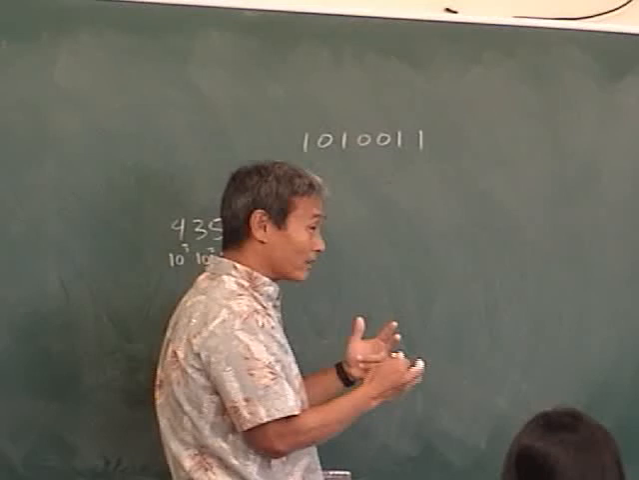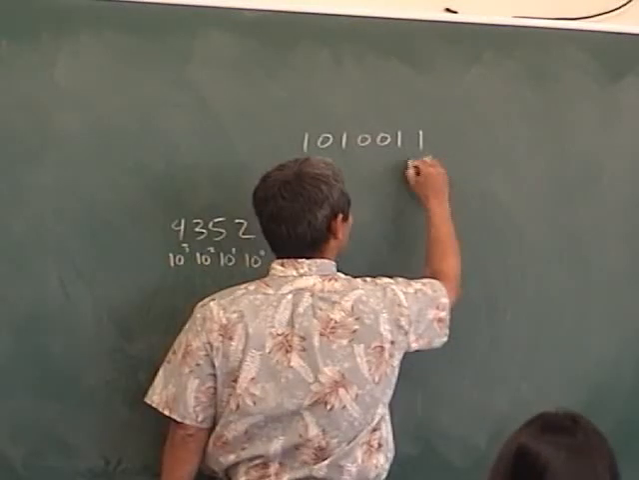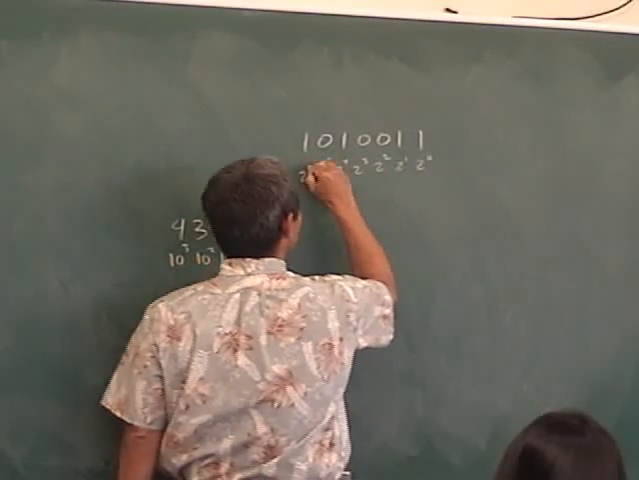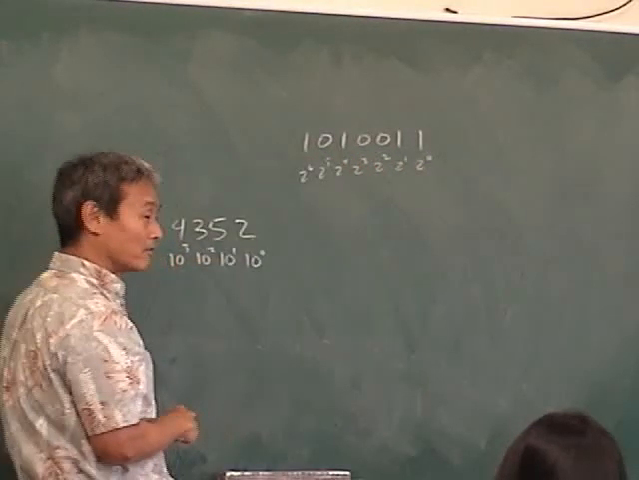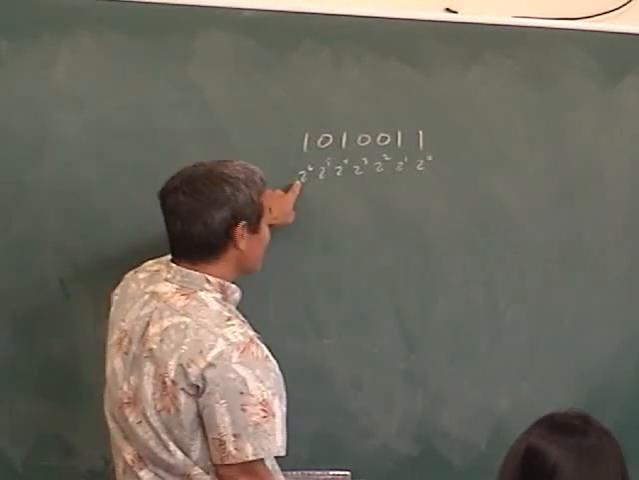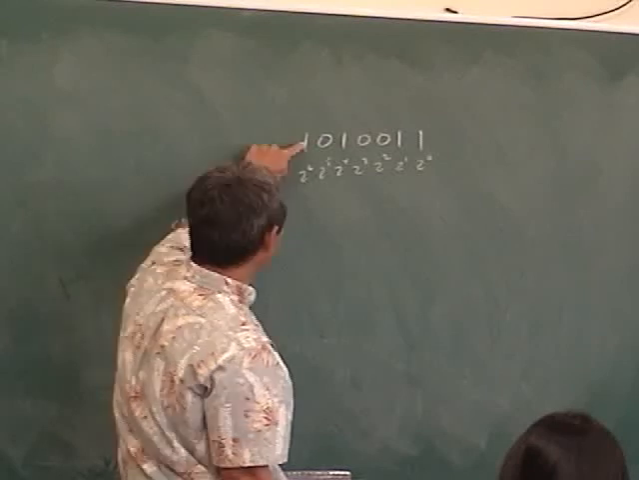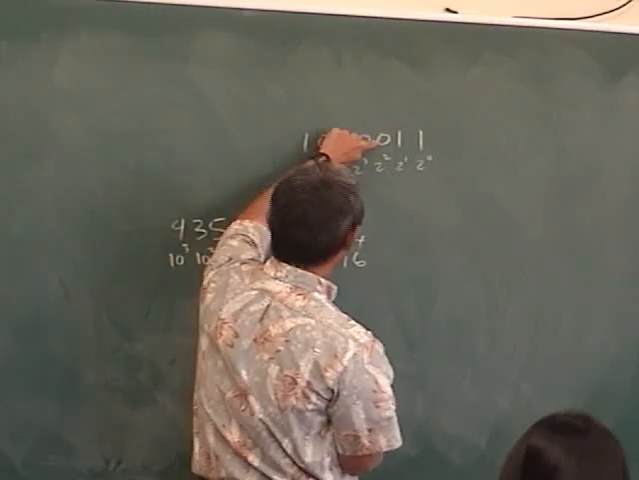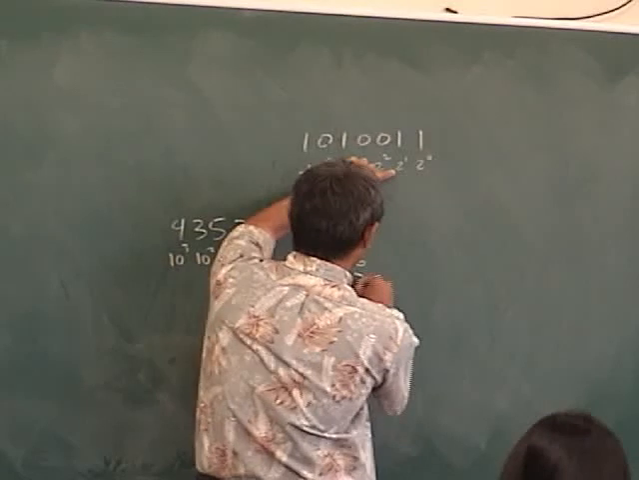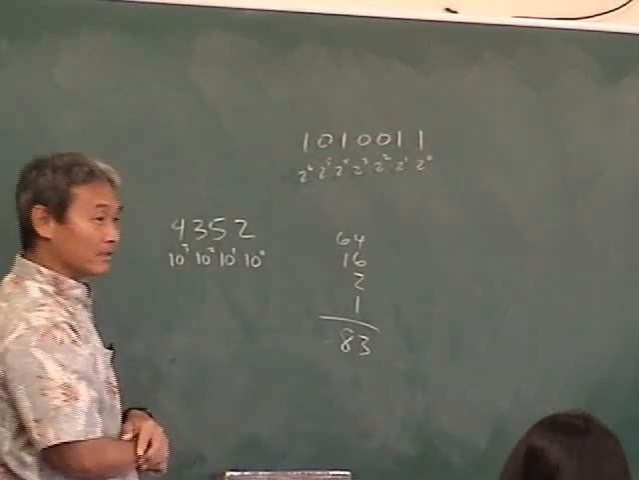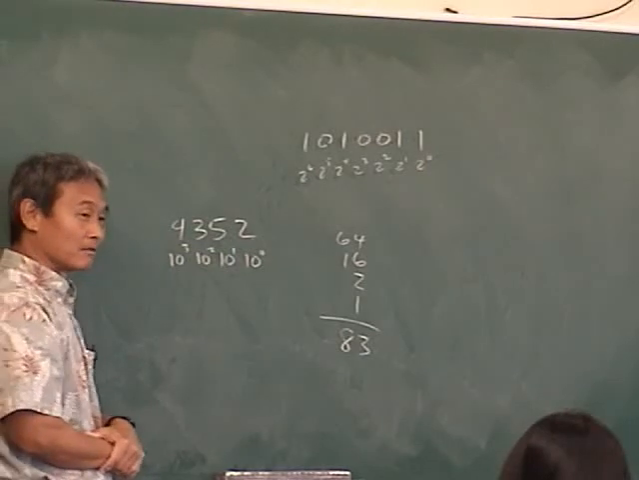So what place is this? This is the 2 to the 0 place, 2 to the 1, 2 to the 2, 2 to the 3, 2 to the 4, 2 to the 5, 2 to the 6. So what is 2 to the 6? 64. So that means we have 1 64, no 32s, 1 16, no 8s, no 4s. I got 1 2 and 1 1. So if I add them up, 83. So that number represents 83 in the base 10 number system.